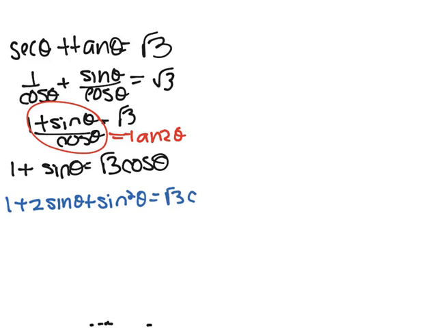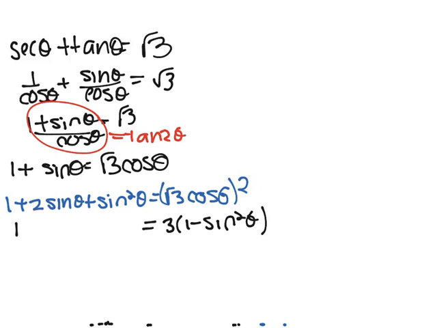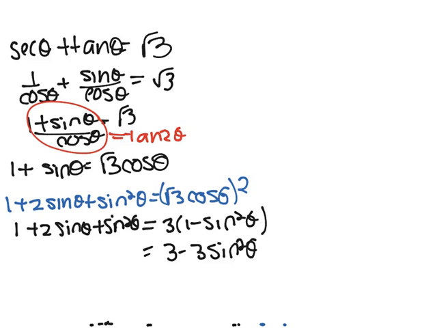And then you're going to replace that cosine squared theta with 1 minus sine squared theta. And make sure you distribute. So you're going to get 3 minus 3 sine squared theta. You can bring that over to the left hand side and you'll get 4 sine squared theta plus 2 sine theta minus 2 equal to 0.